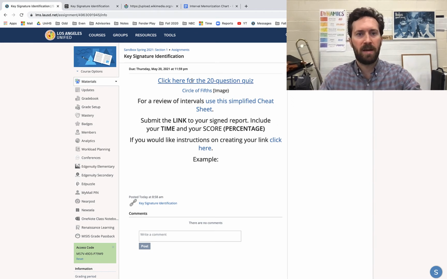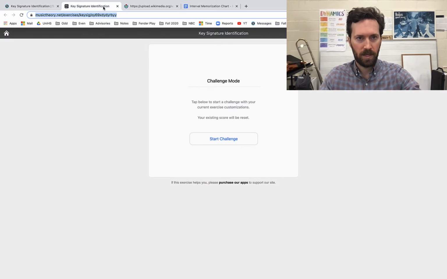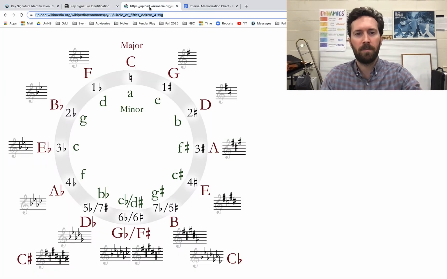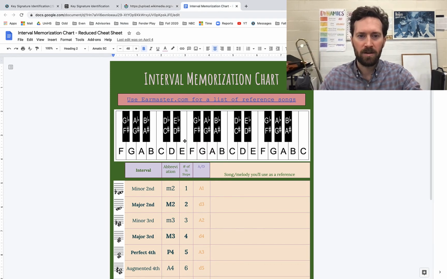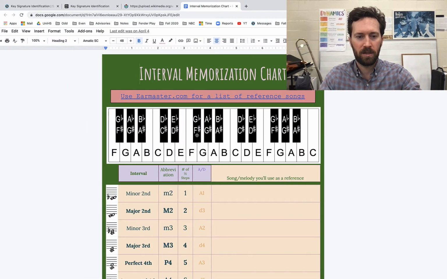So here's our assignment. You'll click here for the quiz. It will look like this, but make sure you have a couple things pulled up. An image of the circle of fifths, either on the computer or preferably one that you've drawn out so that you can look at that analog, meaning on paper. And also have this little reduced cheat sheet of intervals out, because most importantly we will need to know how to identify a minor third below by counting 3 half steps.